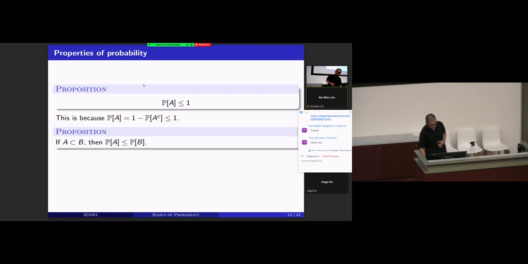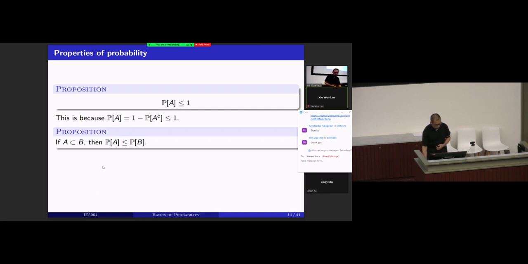This is just a very straightforward consequence of the previous result. The previous result says that the probability of A complement is equal to 1 minus probability of A. So the probability of A is equal to 1 minus that of the complement, right? Because the probability of the complement must be bigger or equal to 0, as a result, probability of A cannot be bigger than 1, right? So this is also very simple.